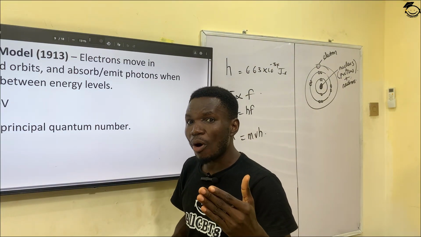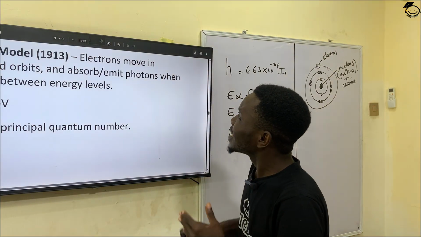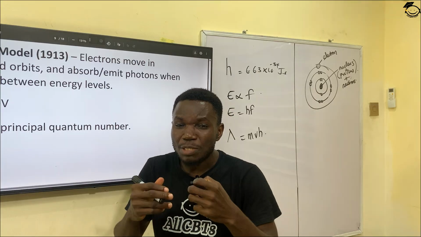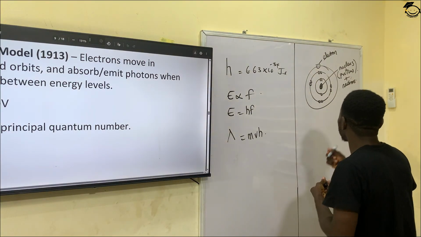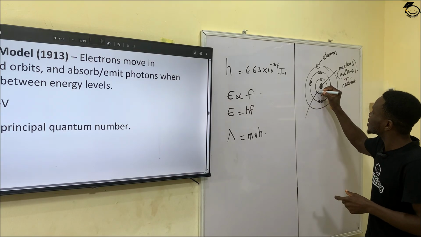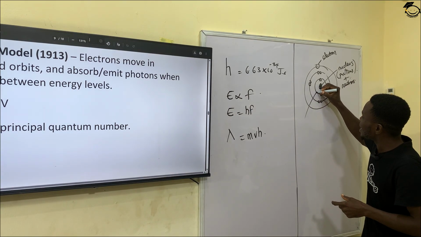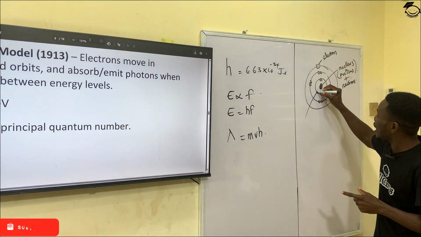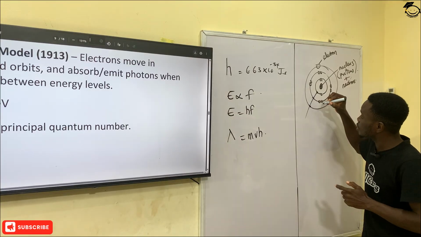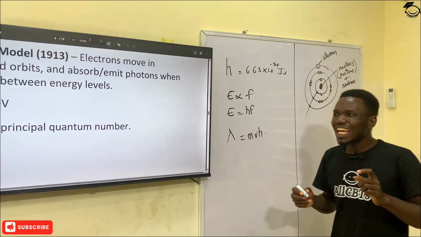So Niels Bohr went further to discover that electrons move in quantized orbits, saying that these electrons are moving in different orbits, and these orbits are in quanta, meaning that the level of energy of the first orbit is different from the level of energy of the second orbit, and it's different from the third orbit.